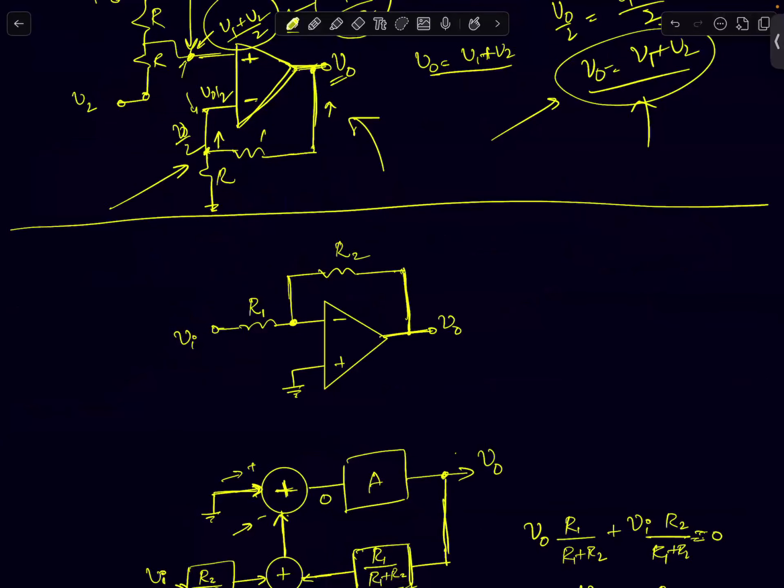Okay, so to understand that circuit, you have to start with a very simple circuit like this. What I've done here is I have not fed input at the positive terminal. I'm not doing that. Okay, the positive terminal is at ground.